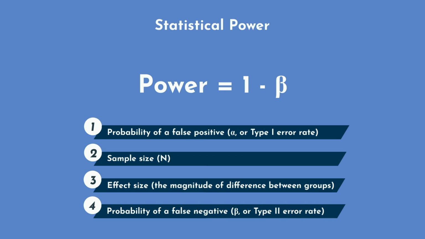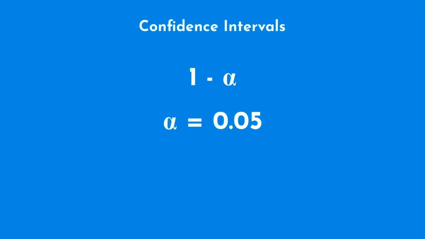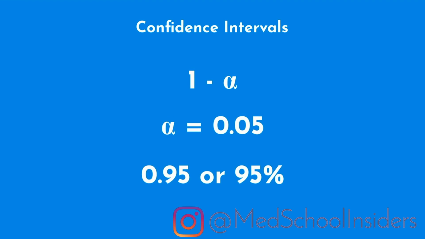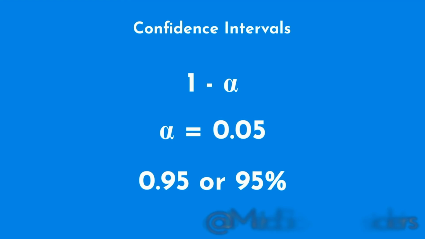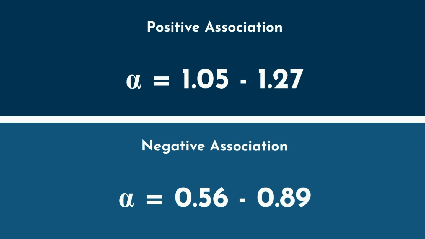A corollary to p-values are confidence intervals. To find the confidence interval, you take 1 minus alpha. So if alpha is commonly set to 0.05, the confidence interval would be 0.95 or 95%. When reading a study, you can quickly determine if statistical significance was achieved by whether or not the confidence interval includes the number 1. If it's larger, like 1.05 to 1.27, then a positive association is present with statistical significance. And if it's smaller, like 0.56 to 0.89, then a negative association is present with statistical significance.